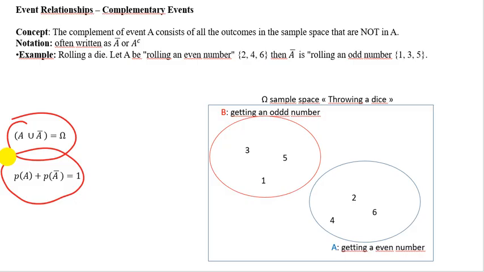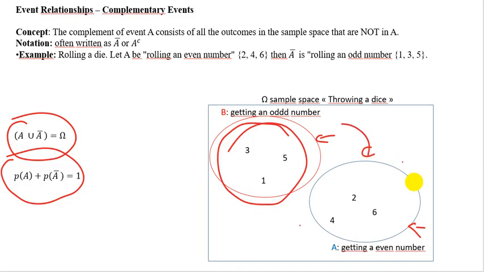Example of complement events: if A is getting an even number, B is getting an odd number. So this event is the complement of this, and this is the complement of this, because together they form the omega. They have nothing in common, and together they form omega.